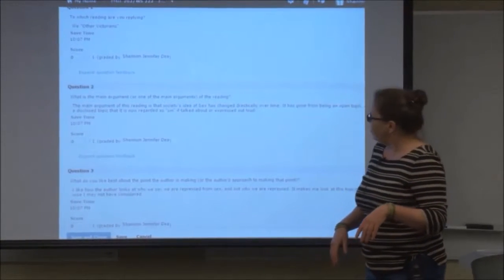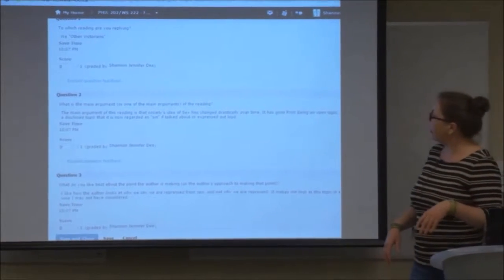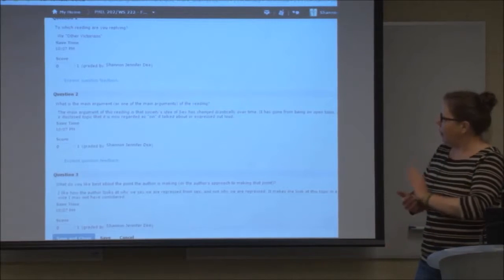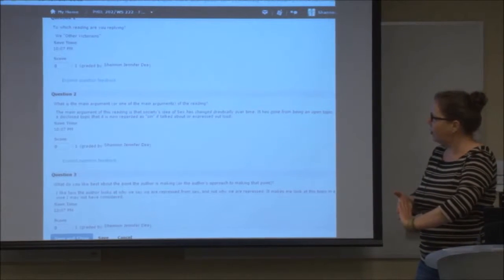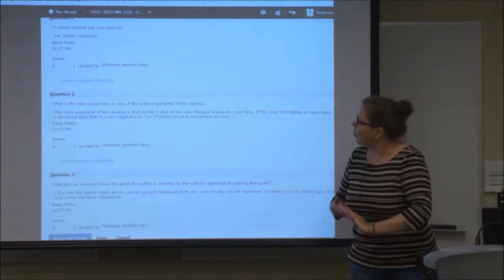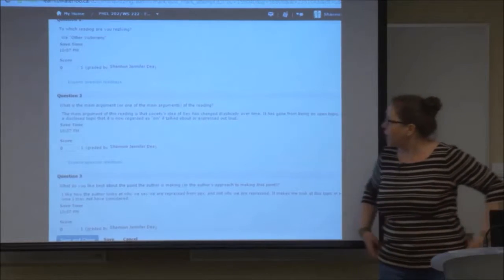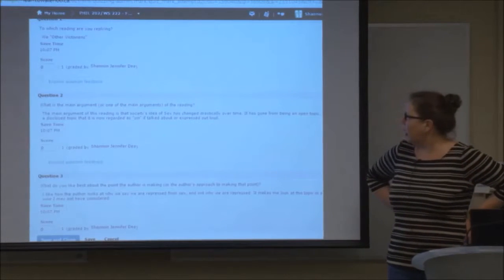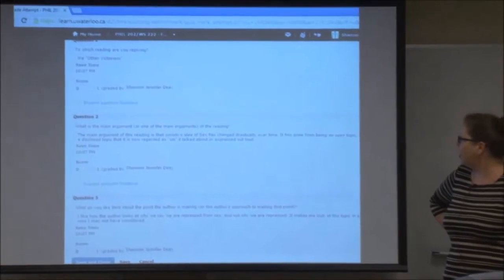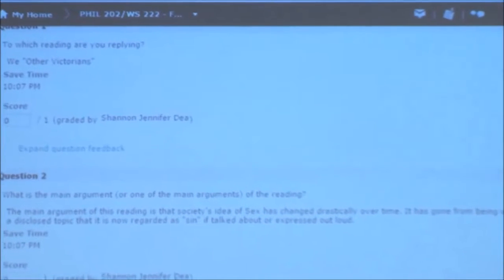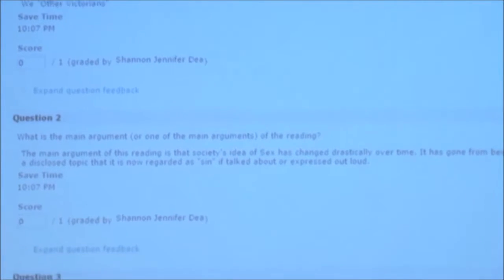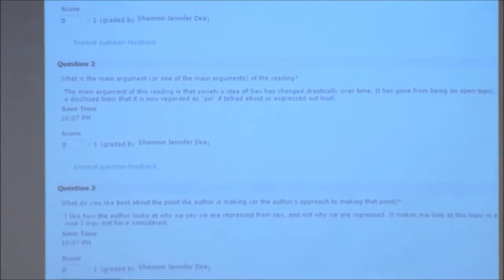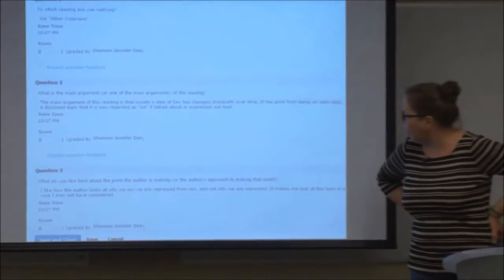I thought it might be useful for you to look at a couple of examples of the sorts of things students say. So this was a reading from Foucault, a chapter called We Other Victorians. The student wrote, the main argument of this reading is that society's idea of sex has changed drastically over time. It has gone from being an open, disclosed topic, to one that is now regarded as sin if talked about or expressed out loud.